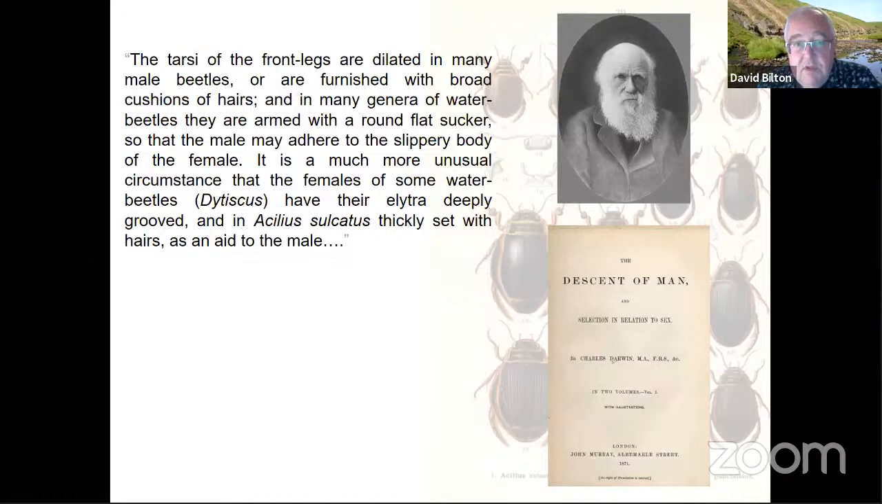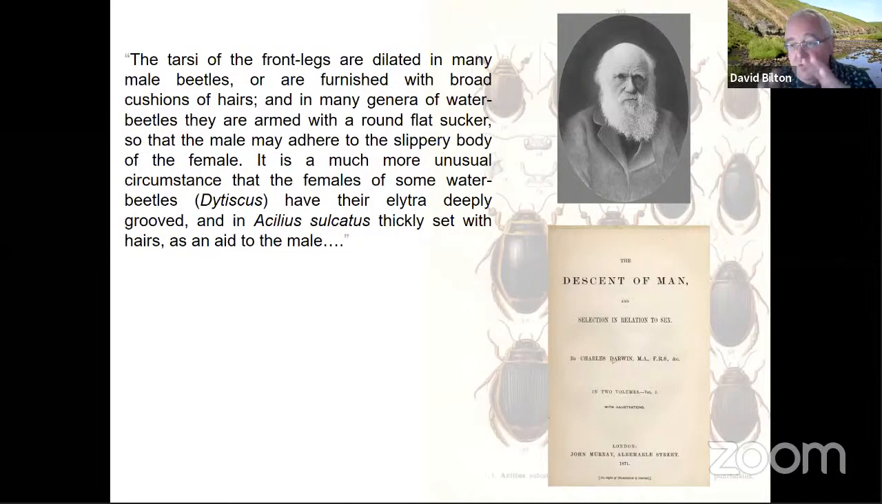He says, "The tarsi of the front legs are dilated in many male beetles or are furnished with broad cushions of hairs. And in many genera of water beetles, they're armed with a round flat sucker so that the male may adhere to the slippery body of the female." You know, so they've got to be relatively smooth and streamlined to be hydrodynamic in the water.